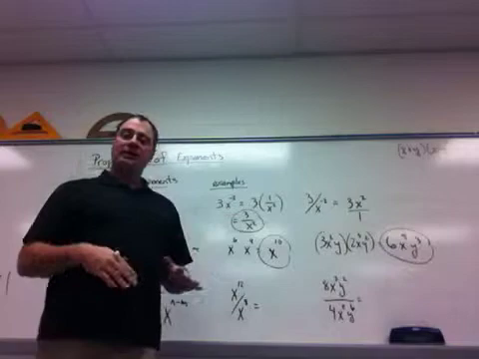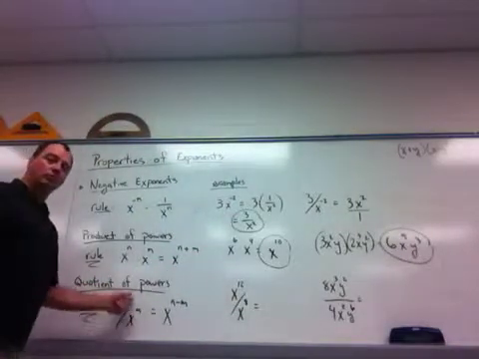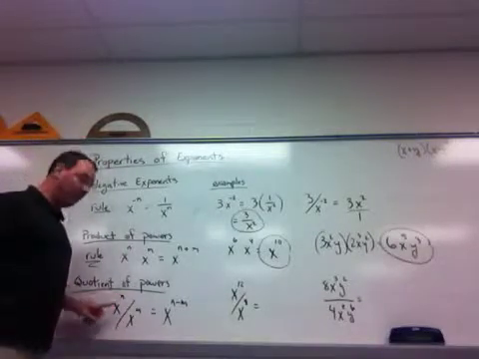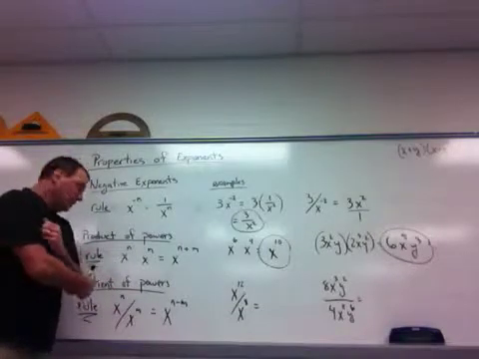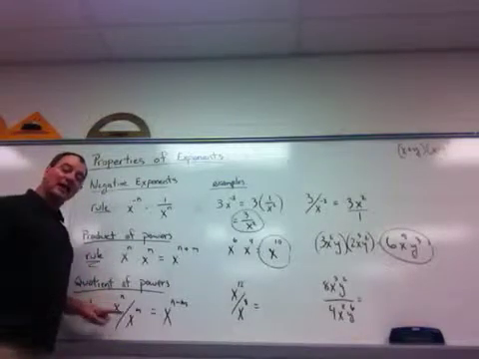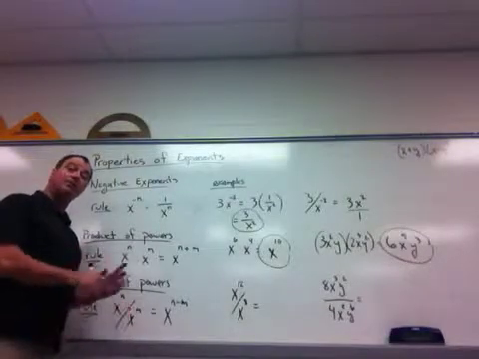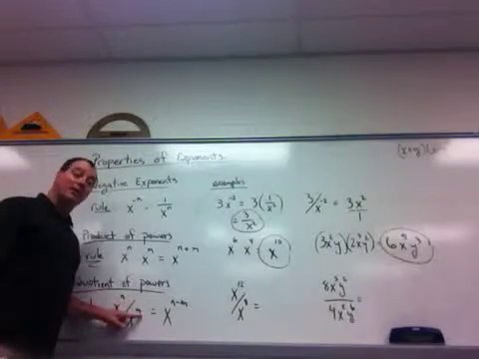That property is kind of the opposite of the next one. This one's called the quotient of powers property, and that's if you have two like variables or like bases and they're being divided. And if I have x to the n divided by x to the m, I do the opposite of what I did up there. I'm going to subtract these. I'm going to take the power on top minus the power on the bottom.